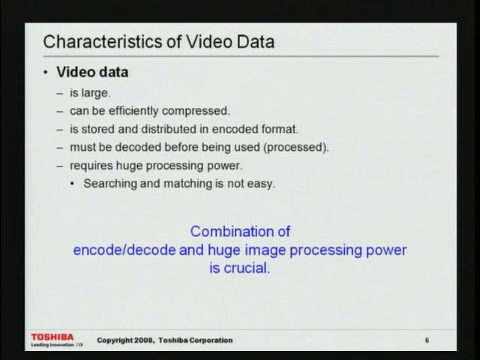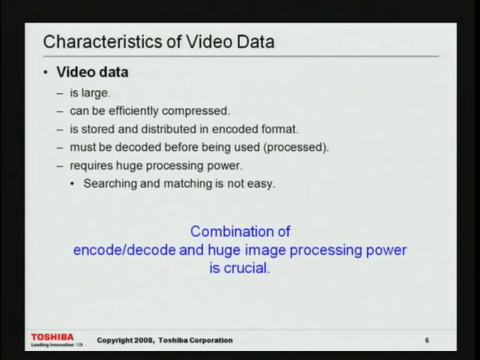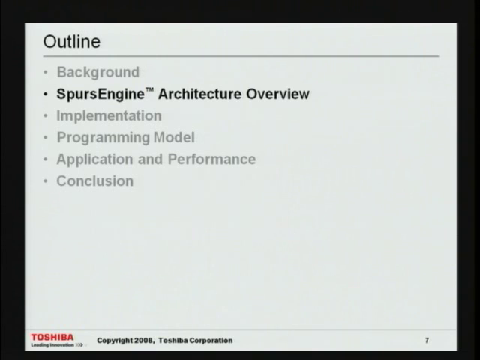Here are the characteristics of video data. It's large, so it's usually compressed and decoded, and it requires a huge processing power. So to handle video data, the combination of encode, decode, and huge image processing power is crucial. Next is a SpursEngine architecture overview.